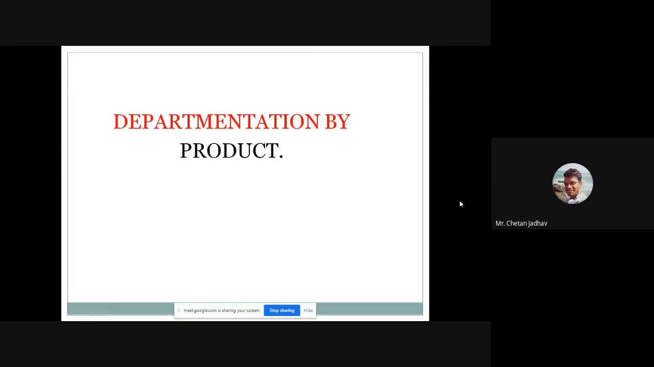Next is departmentation by product. As per our discussion, we have discussed the Tata company. Product wise, they produce trucks, buses, four wheelers, two wheelers, three wheelers. This way we take a review.